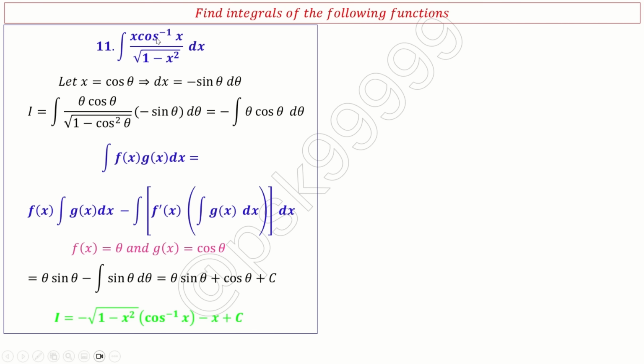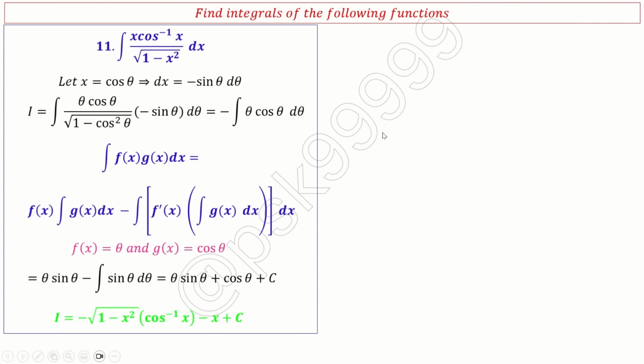So cos inverse x is theta, x is cos theta. Then divided by square root of 1 minus cos square theta, into dx, which is nothing but minus sin theta d theta. If you simplify all this, what you are left with is minus integration of theta cos theta d theta. Now this is easy to do by integration by parts. Theta as f of x, cos theta as g of x. Then this is the answer you get. Replace theta with cos inverse of x. Then you get the answer.